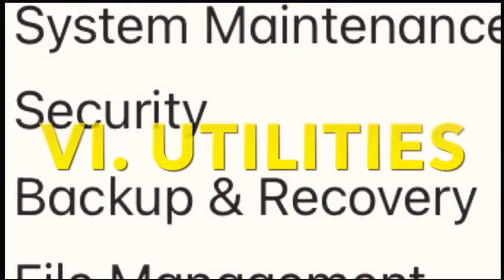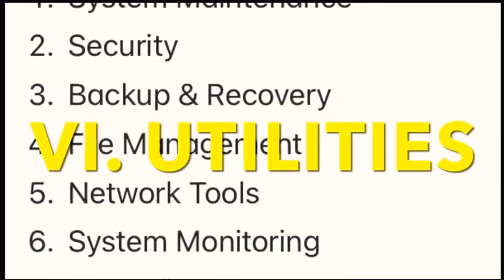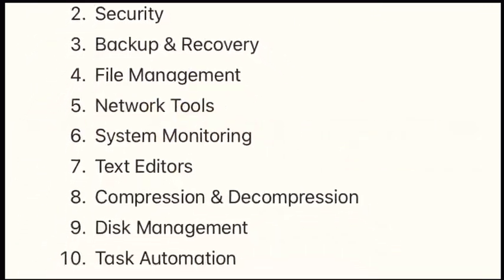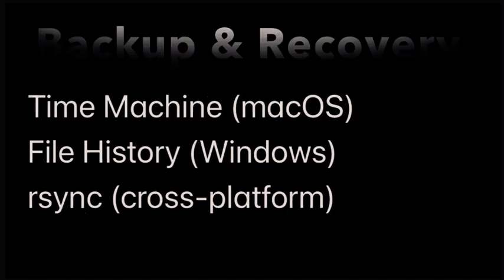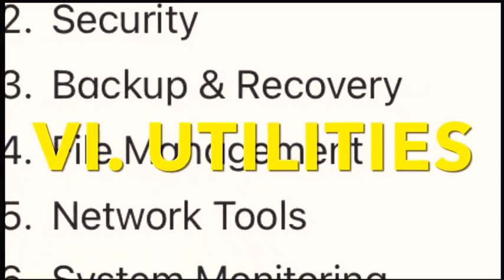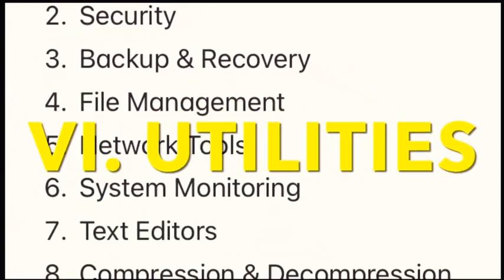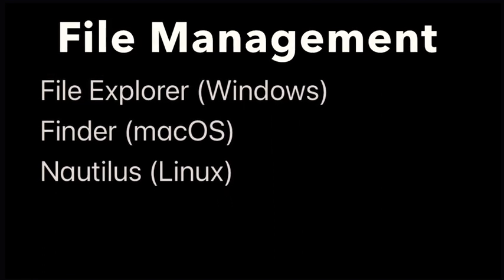Backup and recovery. Utilities for creating backups and recovering data in case of system failure or accidental loss. For example, macOS Time Machine, Windows File History, and cross-platform uses rsync. File management. Utilities assist in organizing, copying, moving, and manipulating files and directories. For example, File Explorer for Windows, Finder for macOS, and Nautilus for Linux.